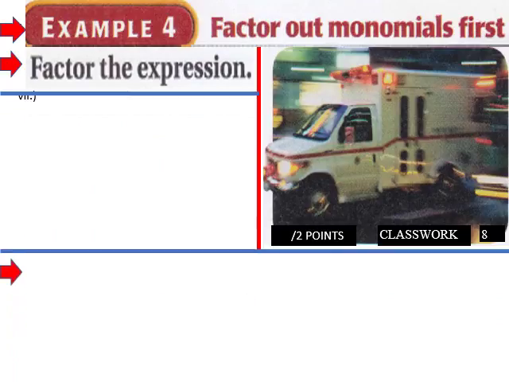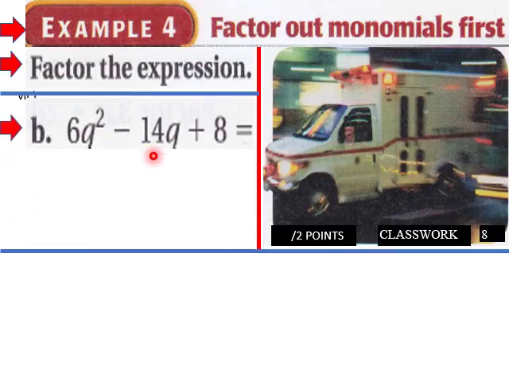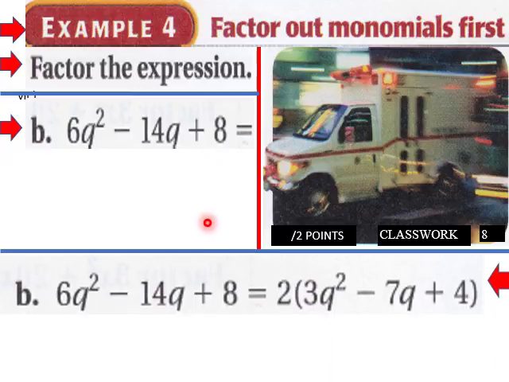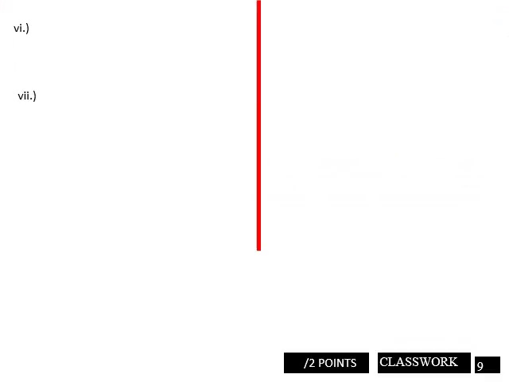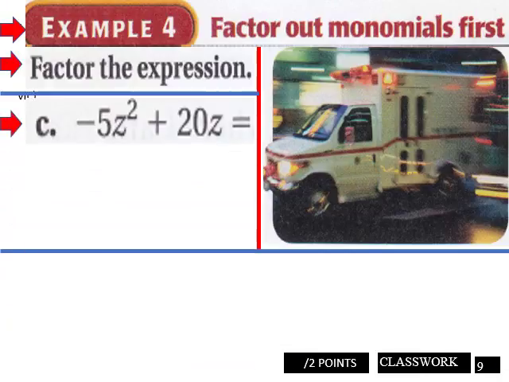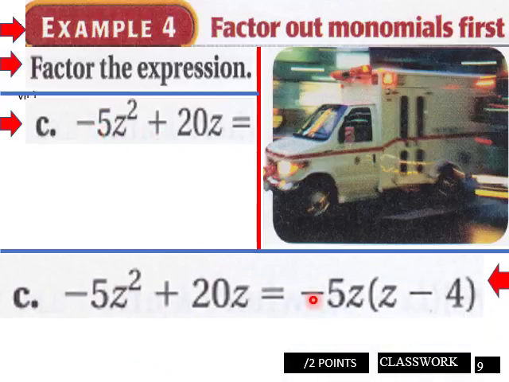And then in this situation here where we have 6q squared minus 14q plus 8, what can we factor out of that? We can factor a 2 out, then we get this trinomial here. What can we do with that? Well, 3q minus 4 and q minus 1 would be the factoring of this trinomial. And then in this situation here, where we have negative 5z squared plus 20z, we could factor out negative 5z, and we get z minus 4.